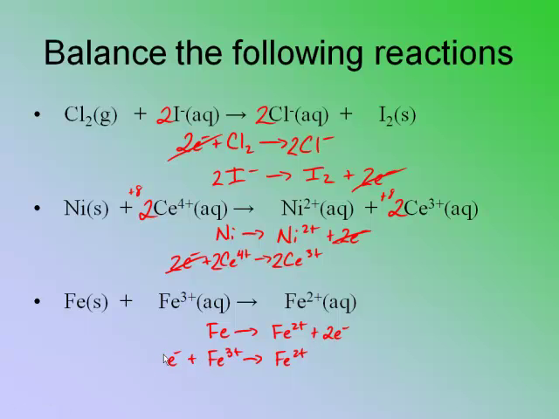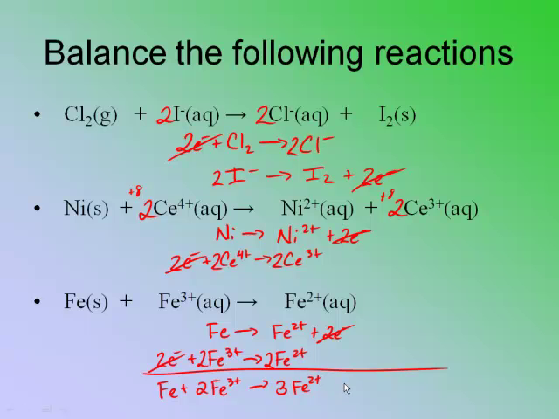Again, I got to get my electrons to balance. So I double everything in my third reaction. I add it all up. This one I'm going to actually add up because it's a little bit weird. So I've got, it'll be Fe plus 2 Fe3 plus yields 3 Fe2 plus.